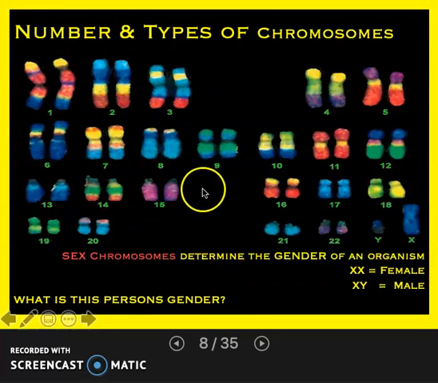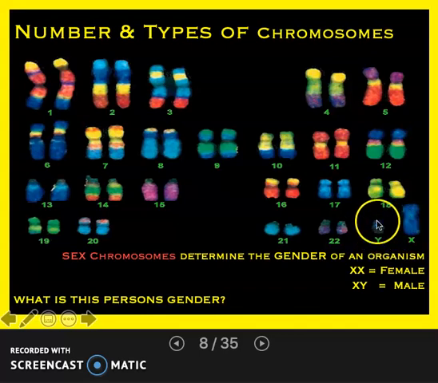So, who is this person here? What gender are they? I can't tell from looking at the autosomes, but if I look down here, notice this person has a Y chromosome and an X chromosome. So this is the karyotype. These are the chromosomes necessary to be a male. If I had 2 X's, this would be the karyotype for a female. Karyotype's a picture of chromosomes.